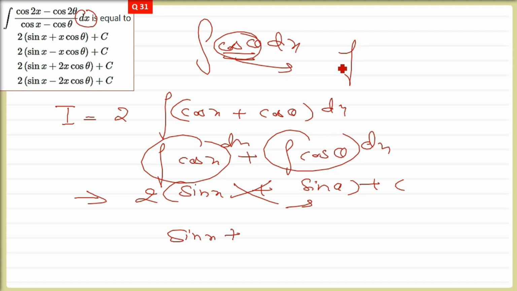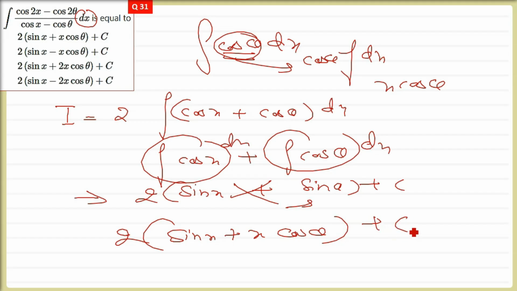Integration of dx will be x only. So you are going to eventually get x cos theta. What do you get? x cos theta. Now you can match it with the 4 results of 4 answers. Which one of these is matching? Just see. 2 sin x plus x cos theta, which is the first one, I guess. This one. The first one is your correct answer.